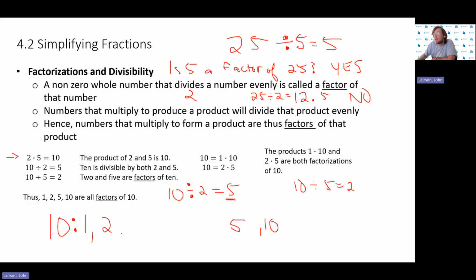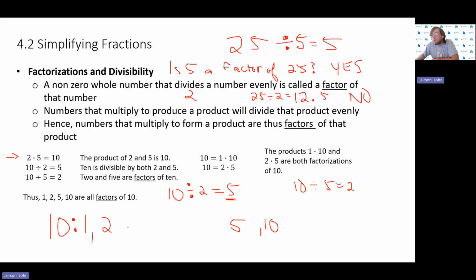Now I'm going to check 3. I'm going to see if 3 is a factor. 10 divided by 3 is 3.3 repeating. Not a whole number. That's all that matters. I don't care about the repeating thing. It's just not a whole number. So 3 is not a factor, and I'm not going to write it down. 10 divided by 4 is 2.5. So again, not a whole number. 4 is not a factor.